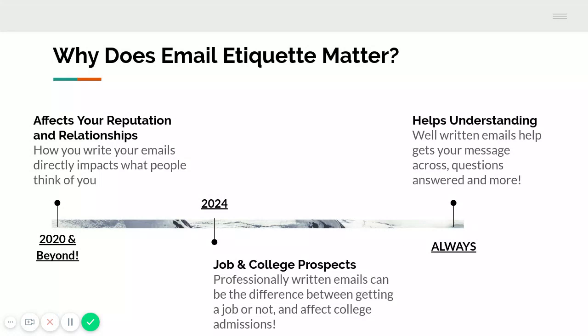So email is just an online extension of that, and how you write your emails affects what people think of you. And in 2024, down the line, when you are looking to get a job, you want to get some money, you want to get a job. Professionally written emails can be the difference between getting a job or not, and they can even affect your college admissions. When I used to do hiring, if people would send me poorly written emails or cover letters, I wouldn't even be interested in hiring them because they weren't professional enough. So it'll be important. And now and always, it also helps with your understanding because well-written emails help get your message across, answer questions, and more. So not only does it affect what people think of you, but you want to get the information across and get your questions answered.